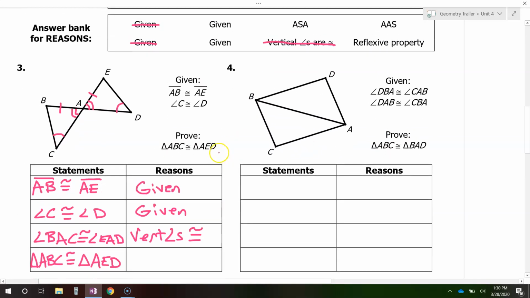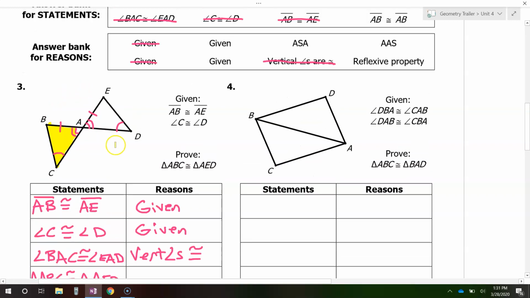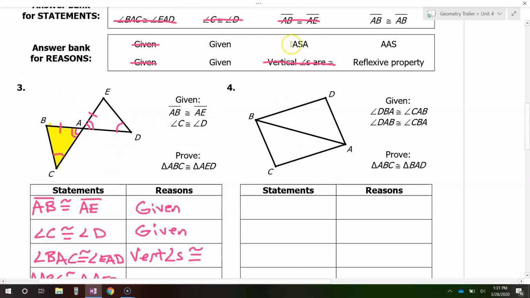Now, what's the reason? Well, looking at one triangle at a time. So for example, just focus on the yellow triangle for this moment. What pieces of information do we have? We have two angles and a side. That means it'll either be angle, side, angle, or angle, angle, side. It's going to be one of those two because we have two angles and a side.